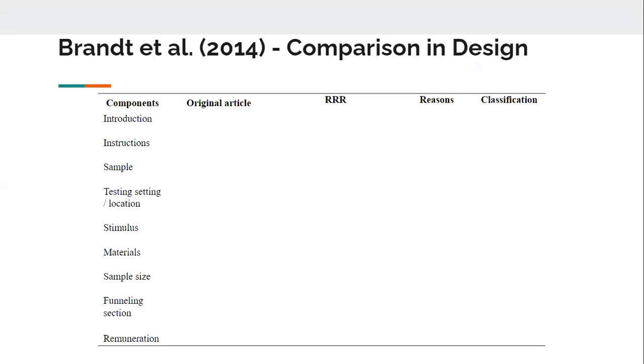Followed by instructions. What instructions are provided for the participants? What sample? There may be differences. Some of the original articles use college student samples, and our replications mostly use Amazon MTurk or Prolific. Testing setting and location, whether it's in lab or online. Stimulus, the materials that were shown to the participants. Sample size. Very often the RR has a larger sample size than the original one.